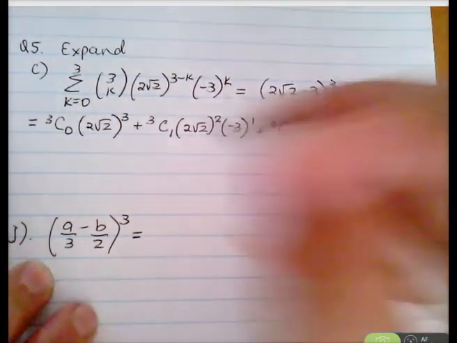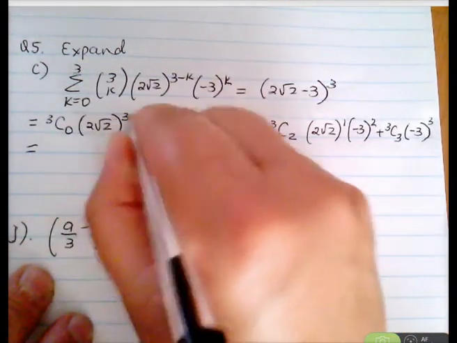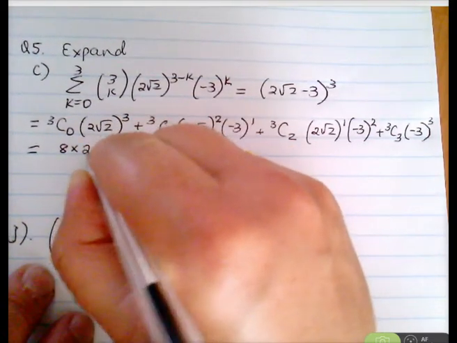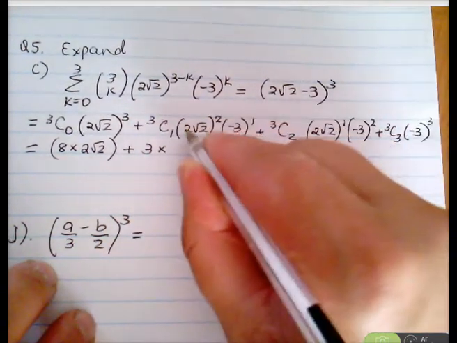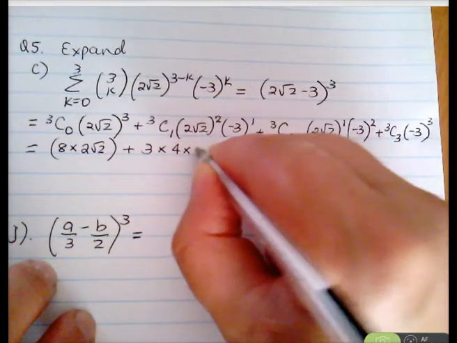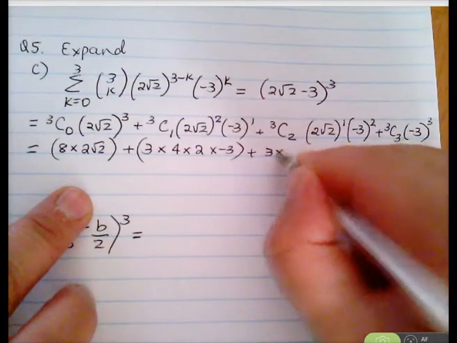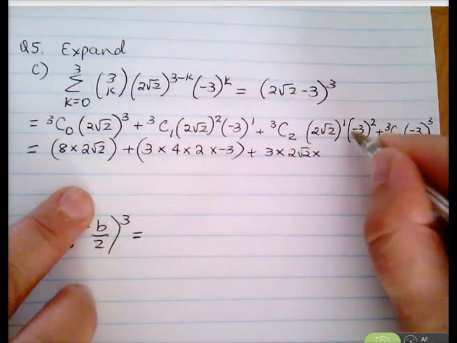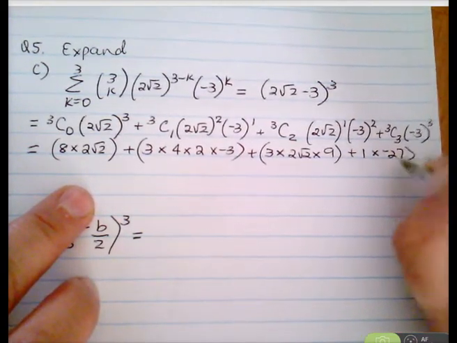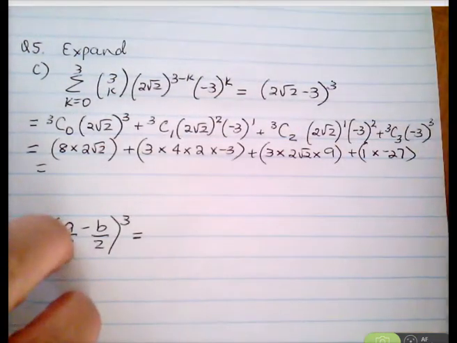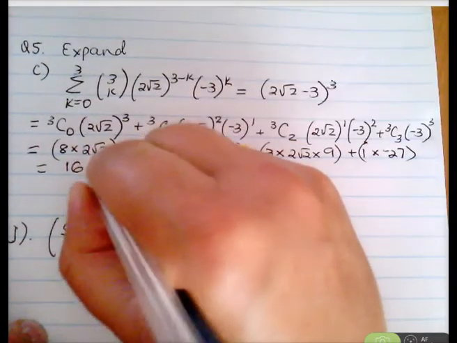Okay, now just working these out, we know that 3 choose 0 is 1, so 2 root 2 cubed, 2 cubed is 8, and root 2 cubed is 2 root 2, because it's root 8, which is 2 root 2, plus this here, 3 choose 1 is 3, times 2 root 2 squared, 2 squared is 4, root 2 squared is 2, and we're still timesing it by the negative 3, so that's our second term, plus 3 choose 2 we know is 3 times, well, we've got 2 root 2 here, and negative 3 squared is 9, and 3 choose 3 is just 1, and negative 3 cubed is negative 27, so therefore we've got 16 root 2.